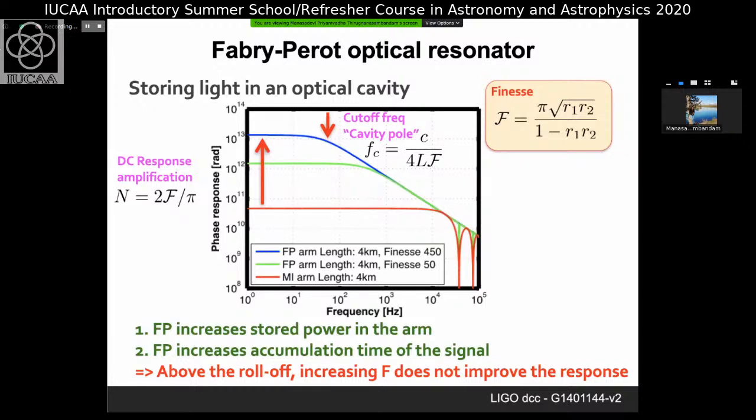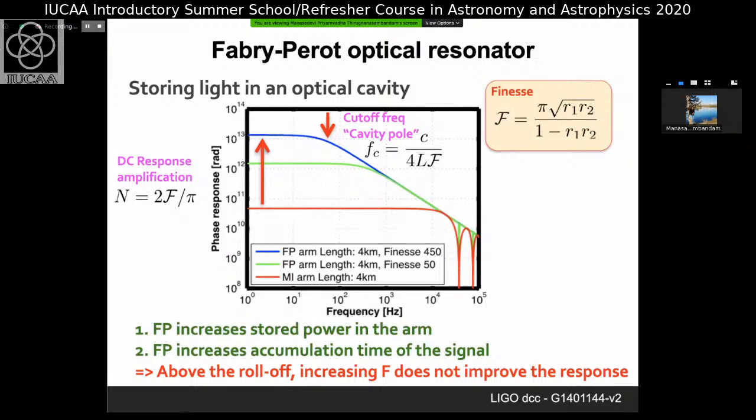If you look at the Fabry-Perot optical resonators, you can also define another parameter, which is again dependent on the length and the reflectivity. We define the finesse, which is a measure of how sharp a resonance a Fabry-Perot cavity can create. And we call it the finesse. And as you can see here, it's defined in terms of the reflectivity of both the mirrors.